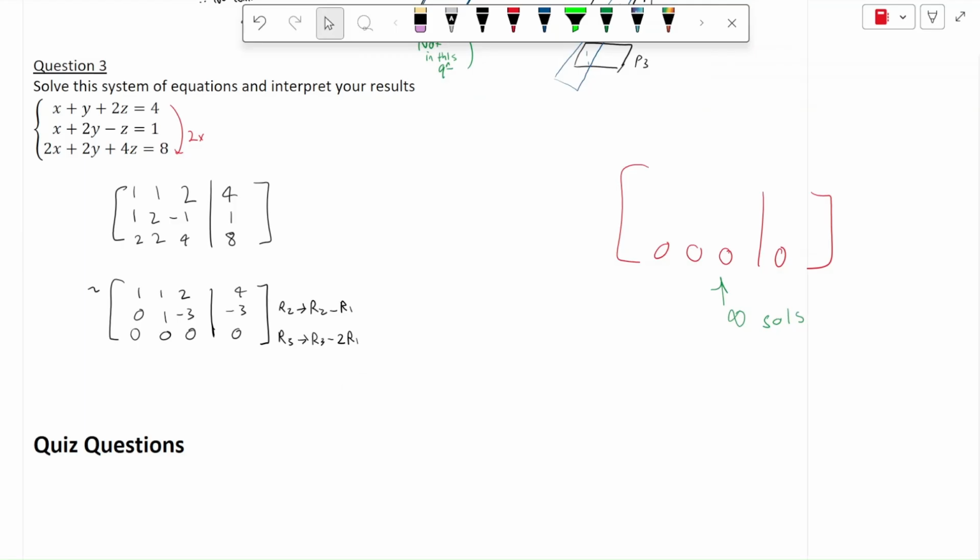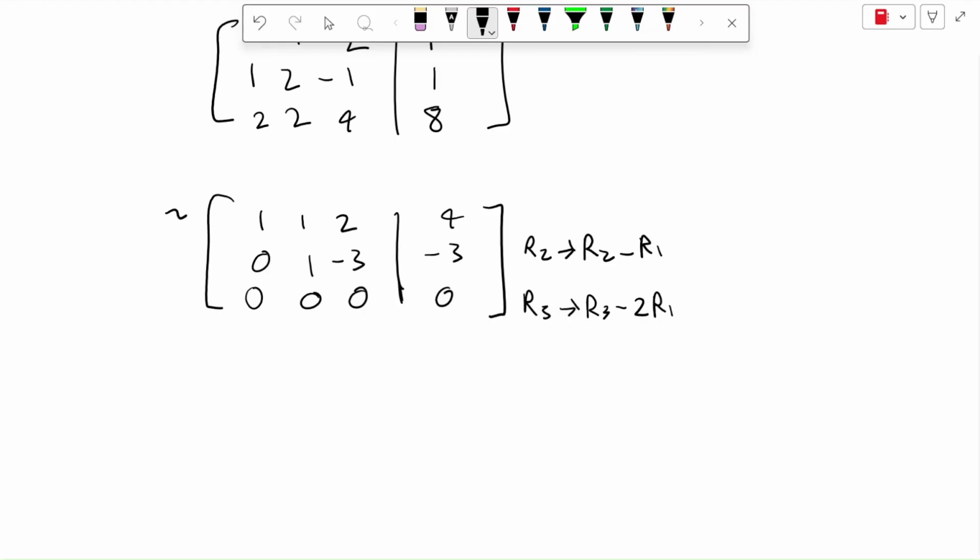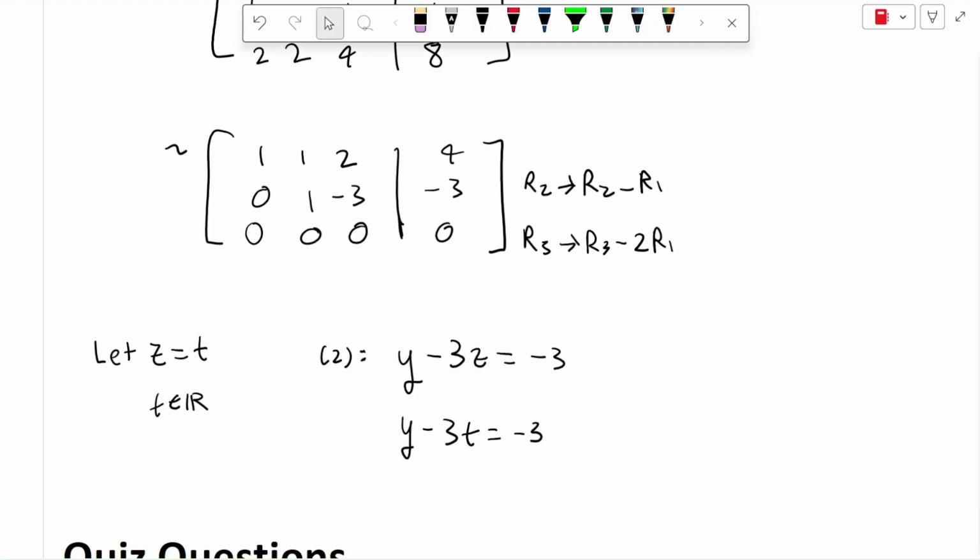Okay, so we'll see what happens. You basically need to throw out the bottom equation, and you say from the second equation, y take 3z is minus 3. Now, we need to say let z equal t, and t can be any real number. So this second equation becomes y take 3t equals minus 3. And so y is going to be minus 3 plus 3t.